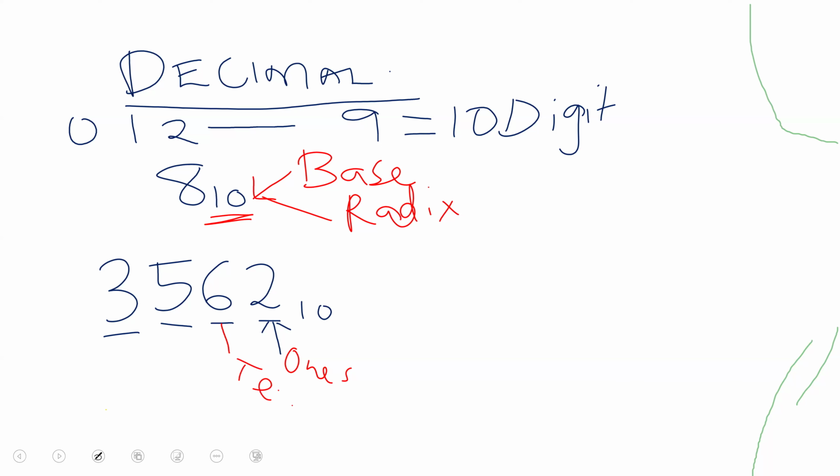Tens. Good. The next one, shout it out. Hundreds. Next one. 1,000. Thousand. Beautiful. I can tell you, you are beautiful.